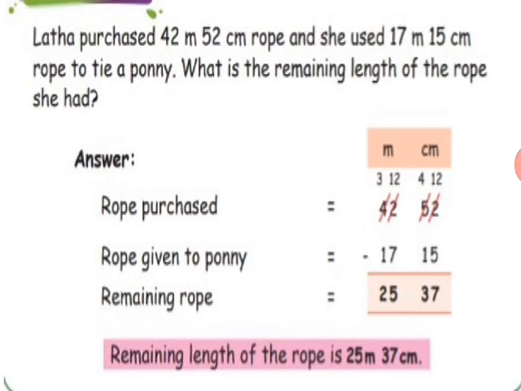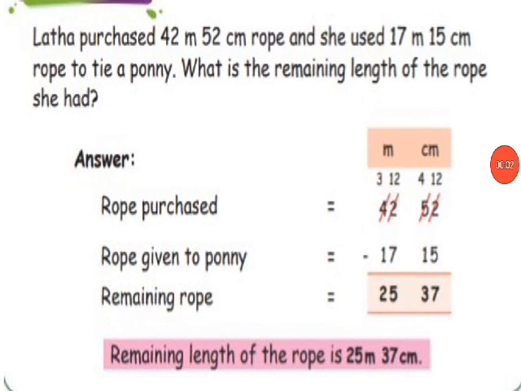Now look at this sum. Lata purchased 42 meter 52 centimeter rope and she used 17 meter 15 centimeter rope to tie a pony. What is the remaining length of the rope she had? So in this sum, students, what should we do? Yes, we should do the subtraction because here they given remaining. Remaining is the key word for subtraction.